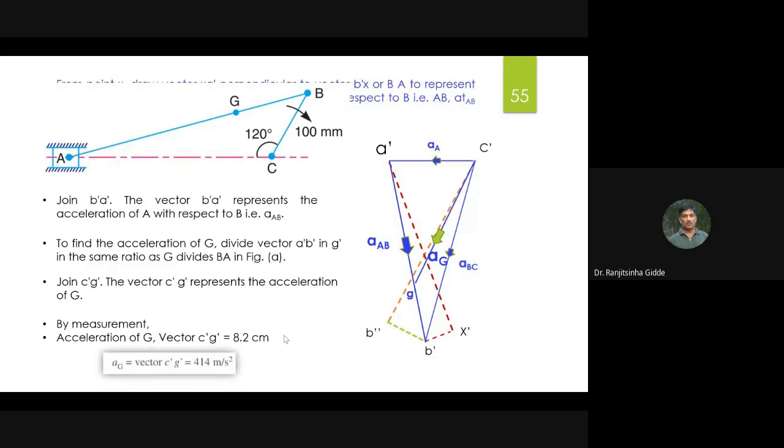Okay. So therefore you can write AG is equal to vector C prime G prime is equal to 414 meter per second square. Whatever value you have, write that there. You can write the value you got.